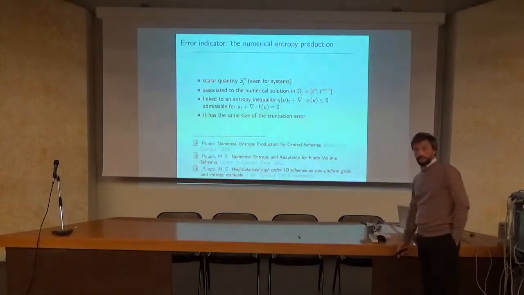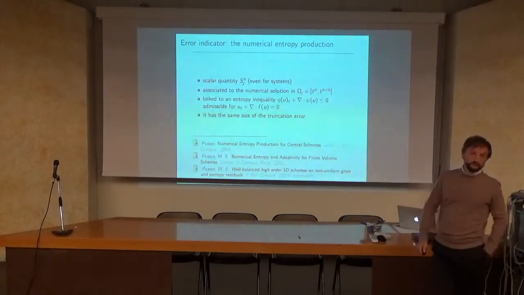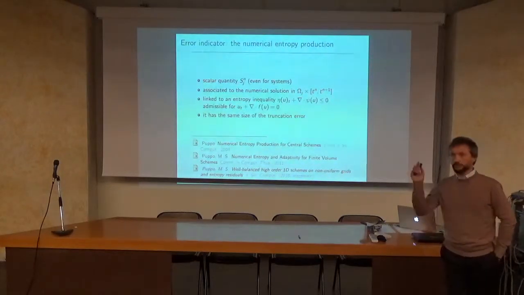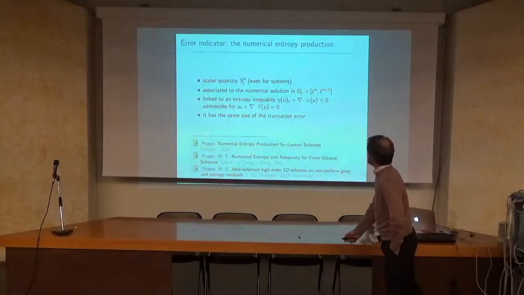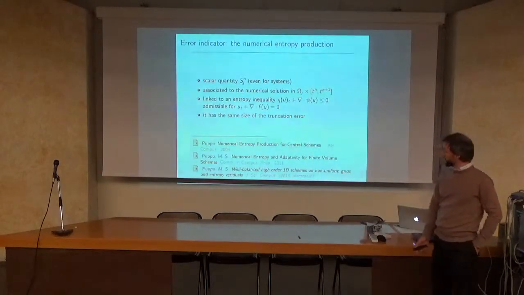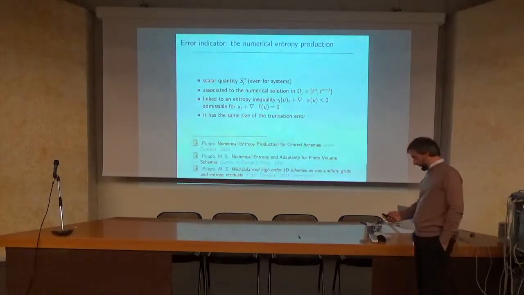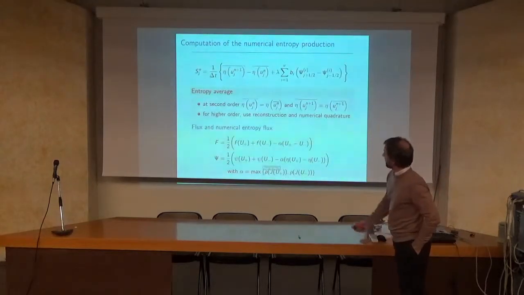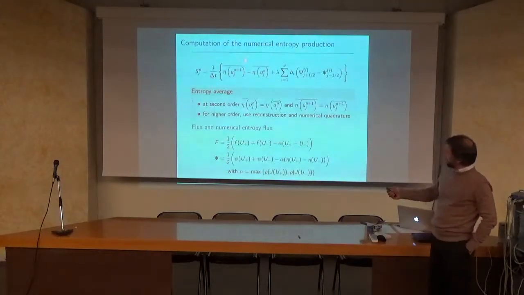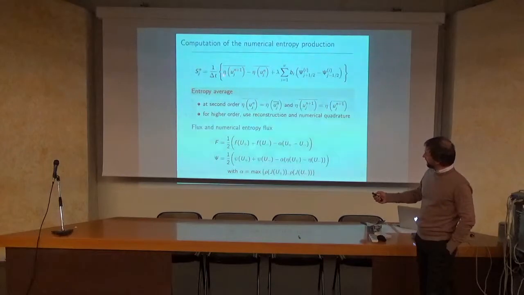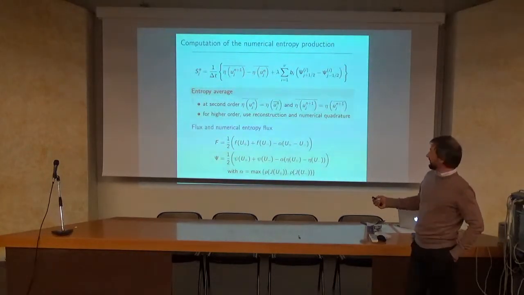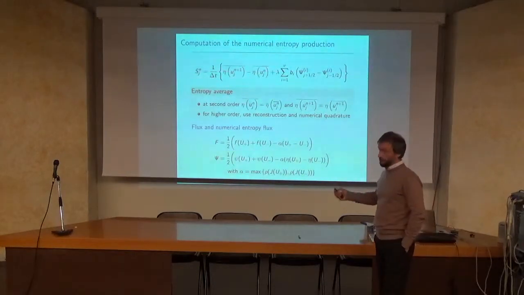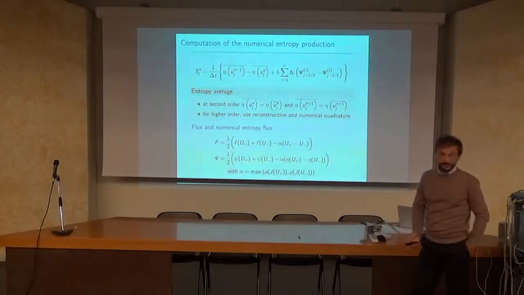Even more, if you have your own favorite error indicator, please continue using it. But if you happen to like the numerical entropy production, then in order to compute this error indicator, you have to compute cell averages of the entropy function evaluated on the solution. And again, in order to do this at higher order, you need to set up a quadrature rule in the cell. Okay?